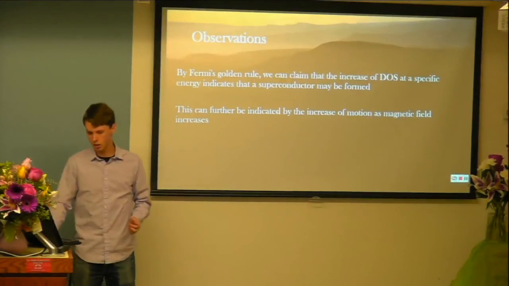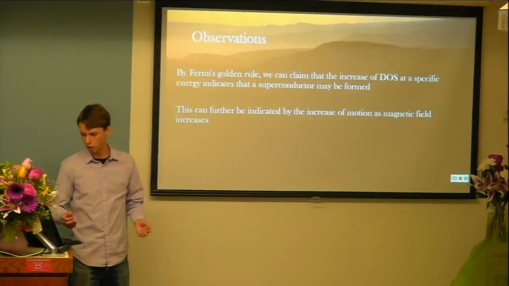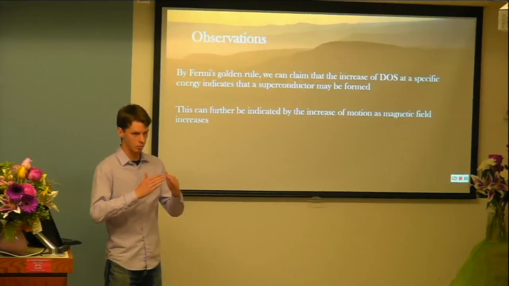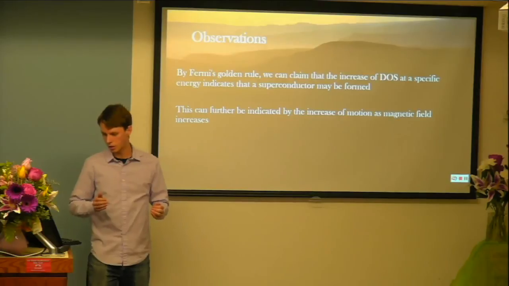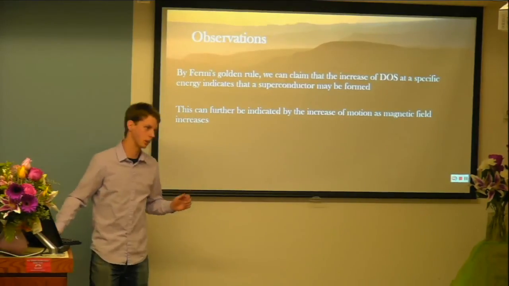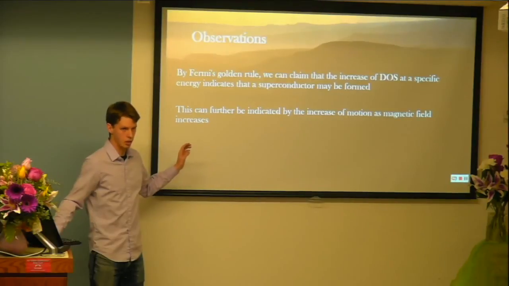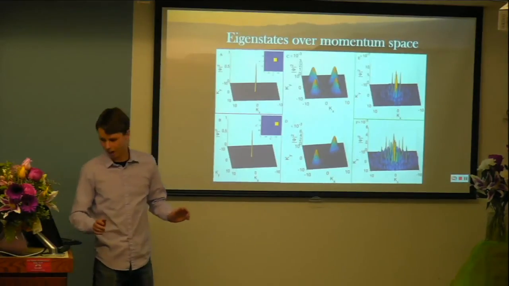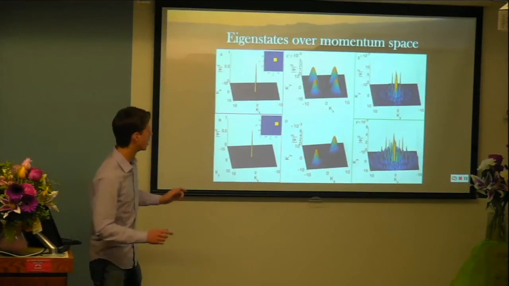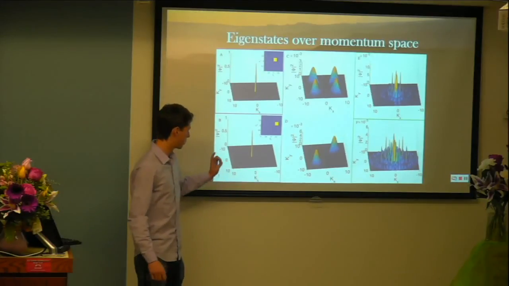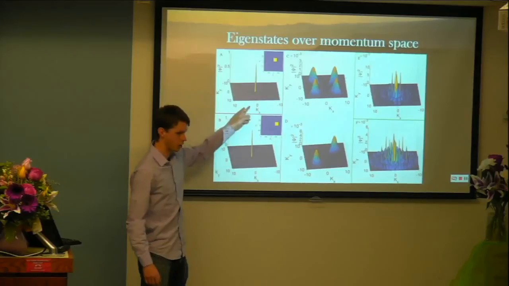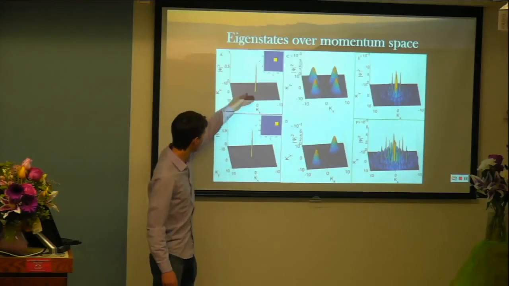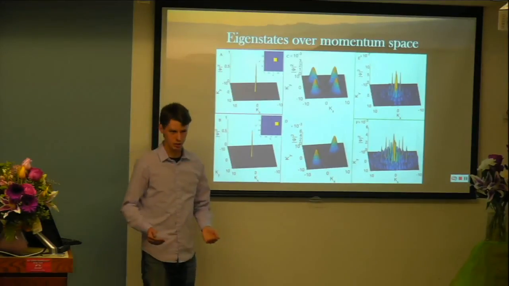Okay, so some observations that could be made here, again, by Fermi's golden rule. We can claim that as density of states increases at one specific energy, you could maybe see a superconductor being formed. And so further indication of this was found when looking at the eigenstates found through this experimentation. I'm not going to show all of them because there's a lot, but I picked a specific few. So when the B field is zero, I believe this is the first eigenstate and the third one, according to our graphs on an earlier slide. There's relatively little to see here, which indicates there's little motion.